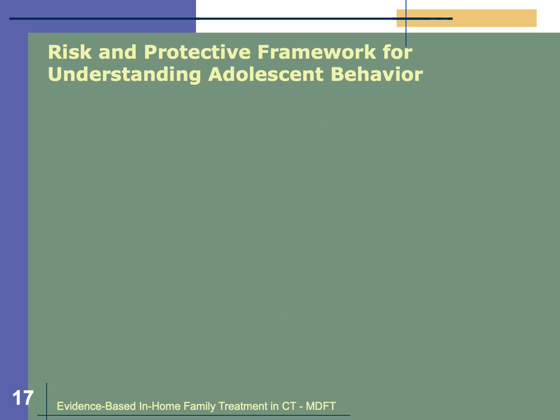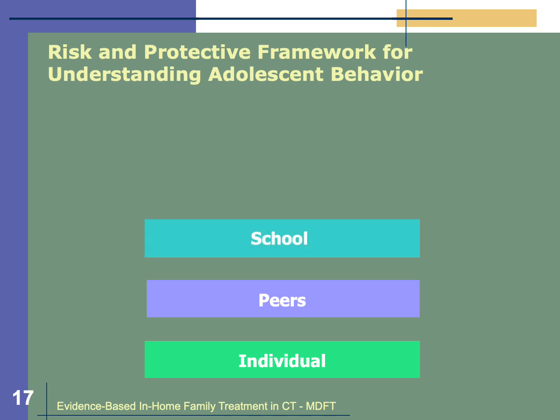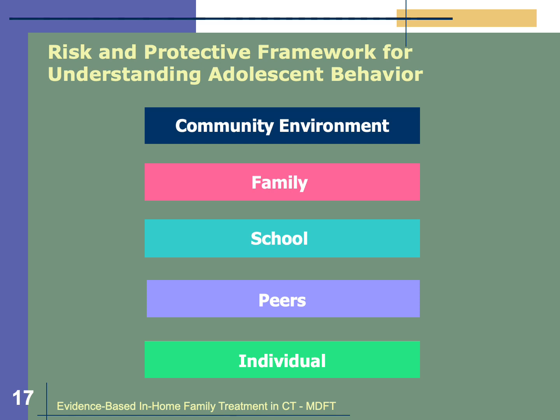So we're going to start off with risk and protective factors and talk about how that looks. Risk and protective factors can be on the individual level. They can also be on the peer level, the school level, the family level, and the community level.